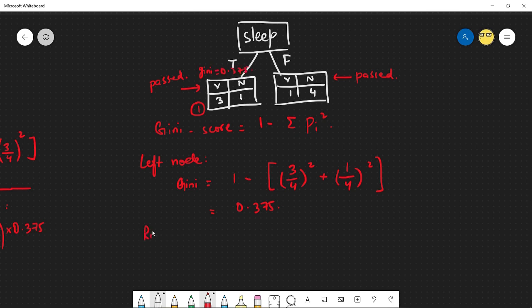We're going to do the same thing again for the right node. Again, the Gini score is 1 minus the sum of all probabilities for passed. For the yeses, you'll have 1 over the total, so 1 over 5, that's 1 over 1 plus 4 squared, plus 4 over the total, which is 4 over 5 squared, and when you evaluate this you'll get a Gini score of 0.32. So the Gini score for the right node is 0.32.